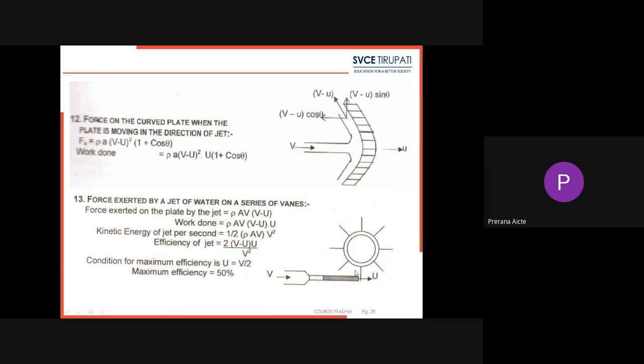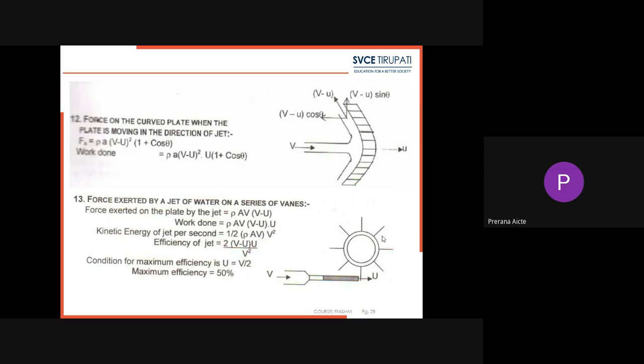Another condition, force exerted by a jet of water on a series of vanes. So if a number of vanes are there and the jet of water is hitting all the vanes, all the series of vanes, then in that case the force exerted on the plate by the jet can be calculated as rho A V into (V minus U). The work done is rho A V into (V minus U) into U. Here the velocity will also be included in it.